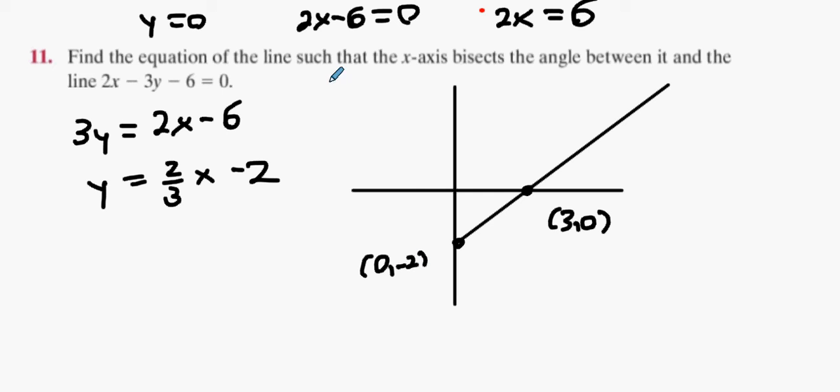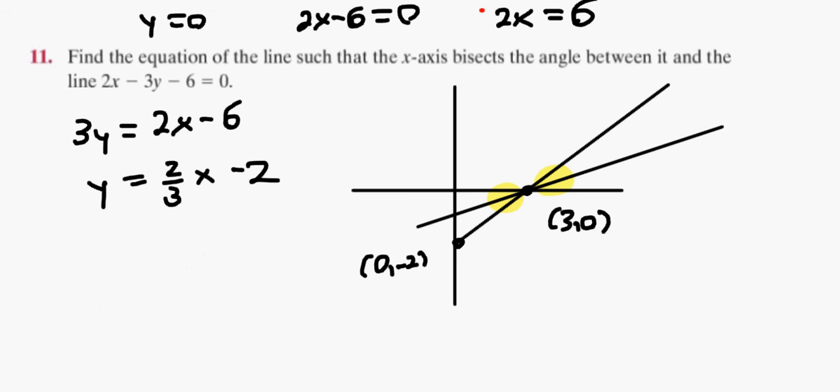Okay? Now, find the equation of the line such that the x-axis bisects the angle between it and the line. So, what angle is it actually bisecting? Would everybody agree that this angle here is equal to this angle here? How do I know that? From junior cert, you'd remember that opposite angles are the same. Two sides of an x are the same, alright? So, we're roughly looking for a line that cuts it halfway. We're looking for the equation of the middle black line.